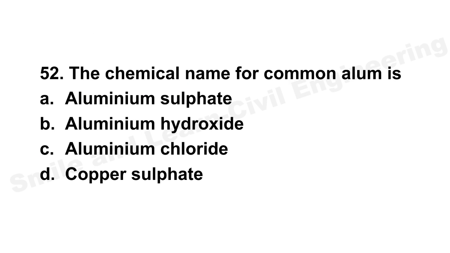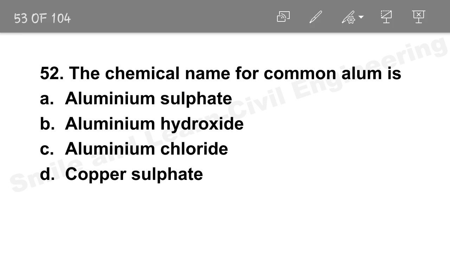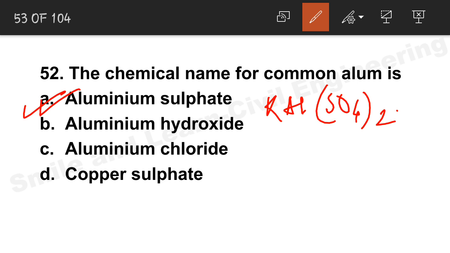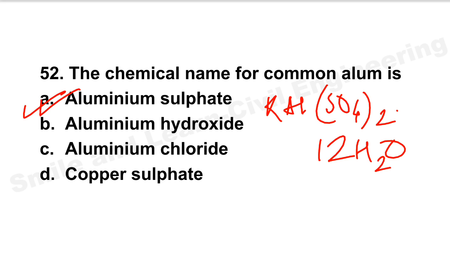Question number 52. The chemical name of common alum is aluminium sulfate. Option A. So we know the formula KAl(SO4)2, which is used as a coagulant, dot 12H2O. Normally this potassium aluminium sulfate is the common alum. Option A is the correct answer.